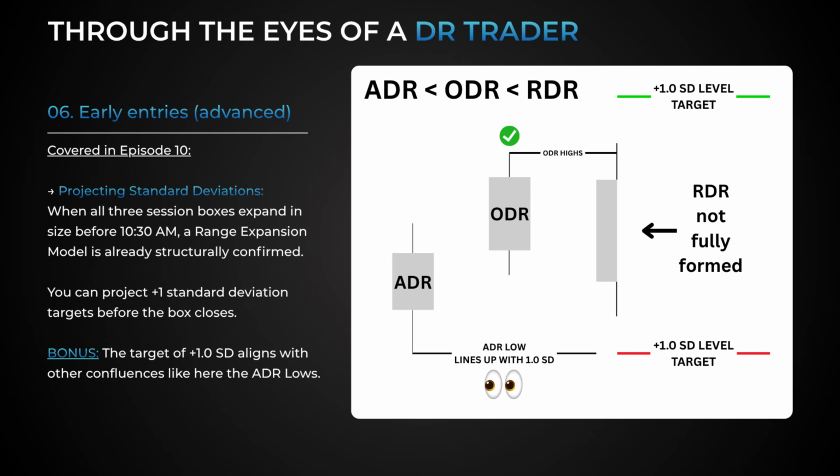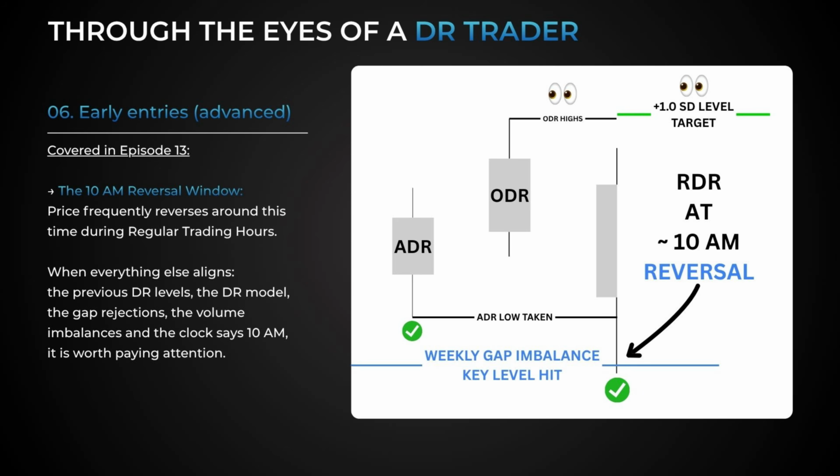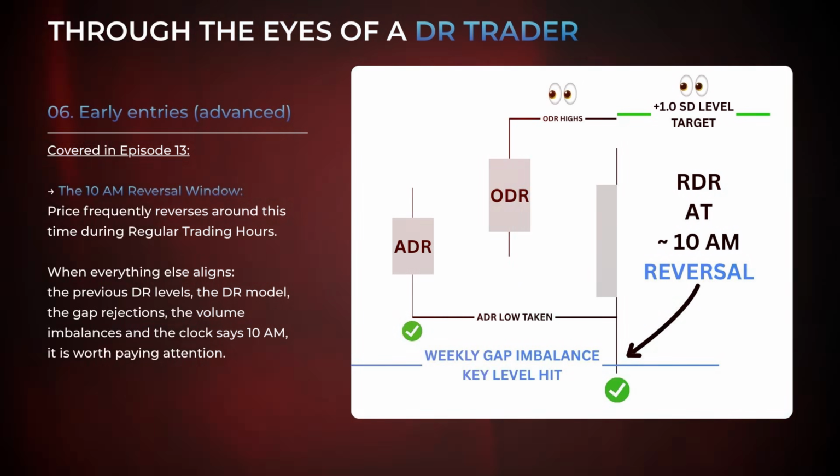This can lead to a profitable trade if other confluences align that were identified during preparation, way before the session even started. In episode 13, we added one more layer, the 10 a.m. reversal window. Price frequently reverses around this time during regular trading hours. Not every session, but enough that when everything else aligns, the levels, the model, the gap rejections, the volume imbalances, and the clock says 10 a.m., it is worth paying attention.